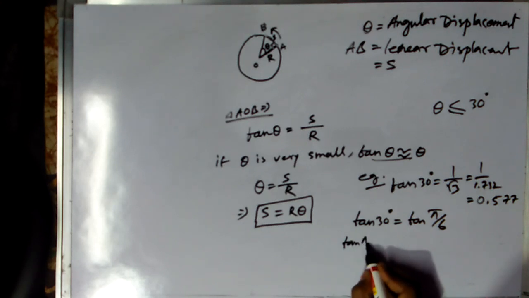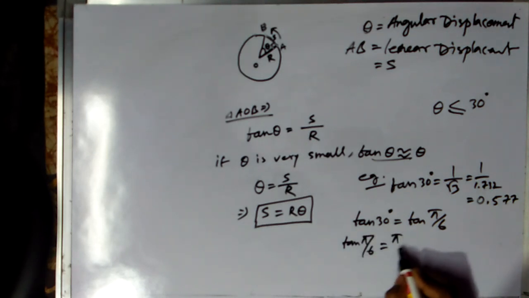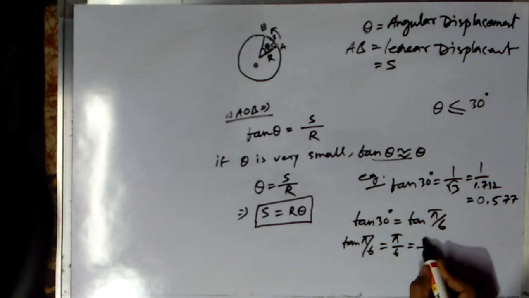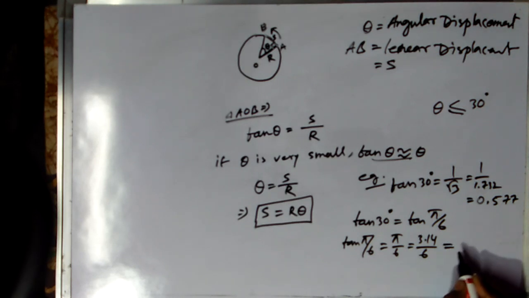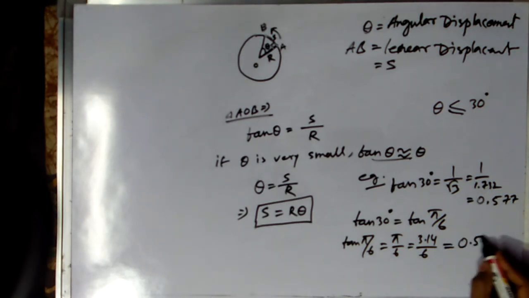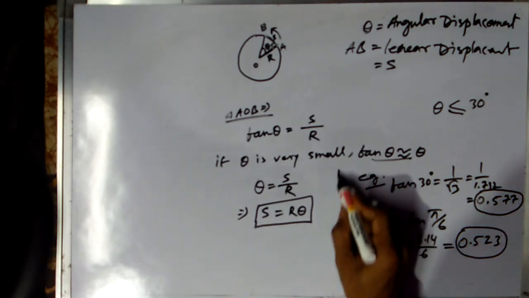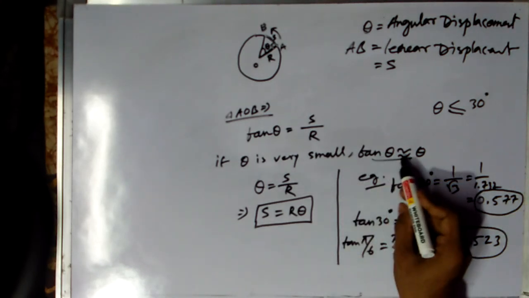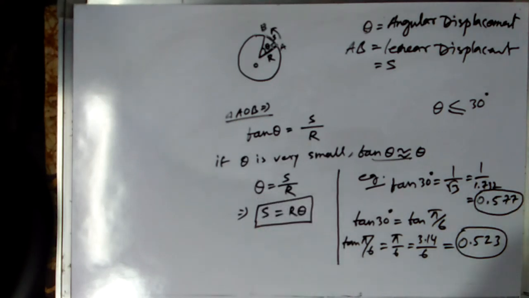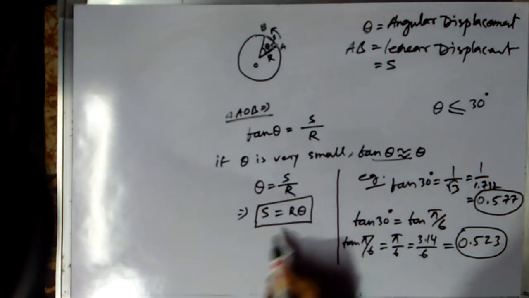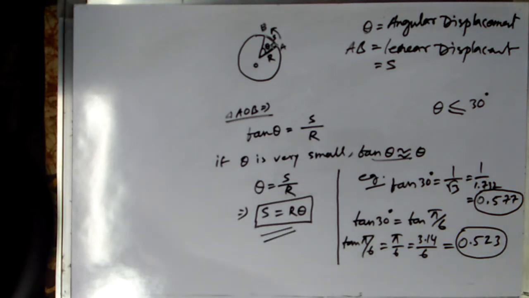So tan pi by 6 is equal to pi by 6, and the value of pi is 3.14, so 3.14 by 6, and its value comes to 0.523. So you see these two values are approximately equal, right? And that is why we say tan theta is equal to theta if theta is very small. So this is the relationship between angular displacement and linear displacement in uniform circular motion.